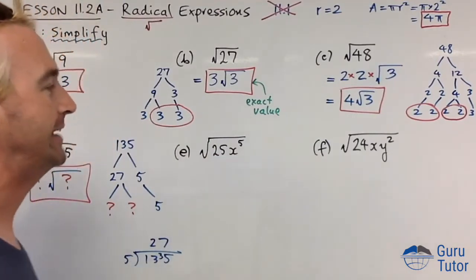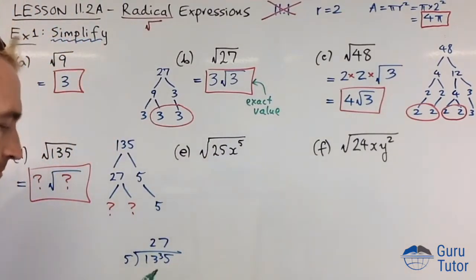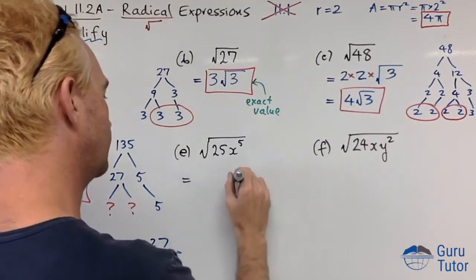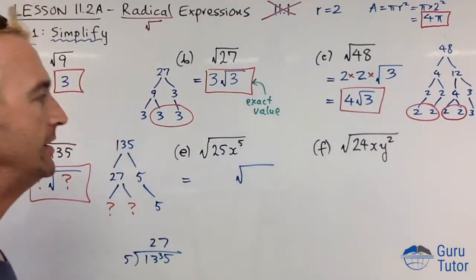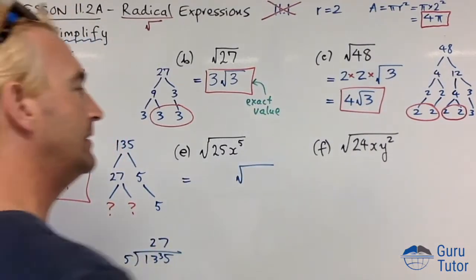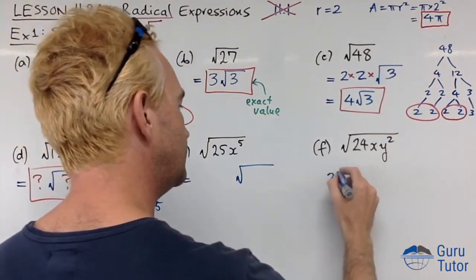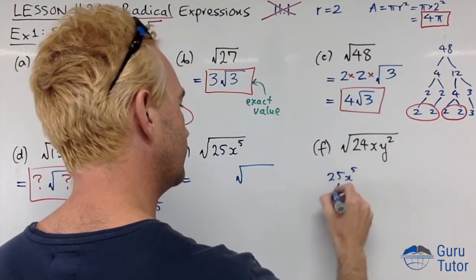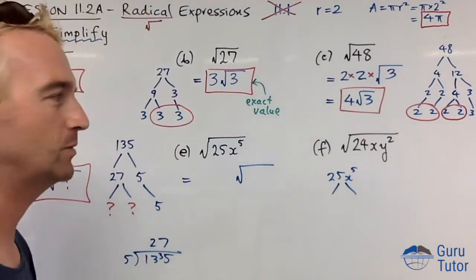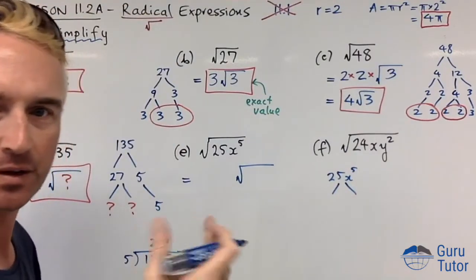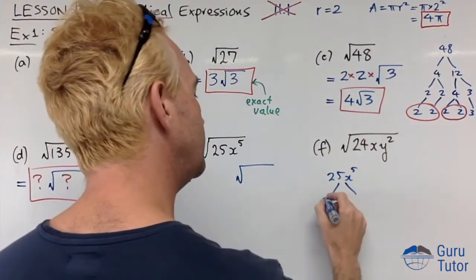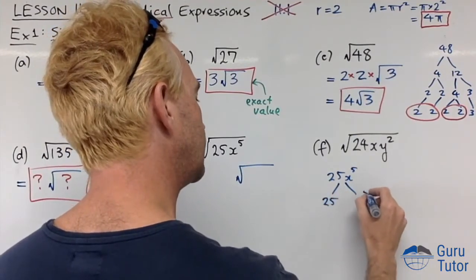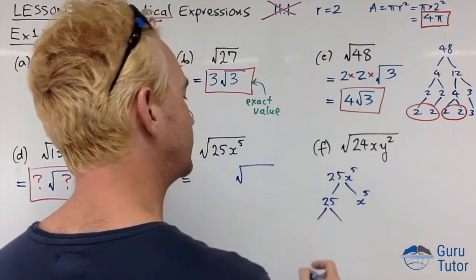We've got a variable here. We've got an x to the power of 5. The same thing is going to happen. You still do a factor tree. It looks a bit silly, but we just do the factor tree for that, x to the 5. You'll start doing this, you won't need a factor tree every time once you get used to it. This can be written as 25 times x to the 5, right? And then we just continue the factor tree.